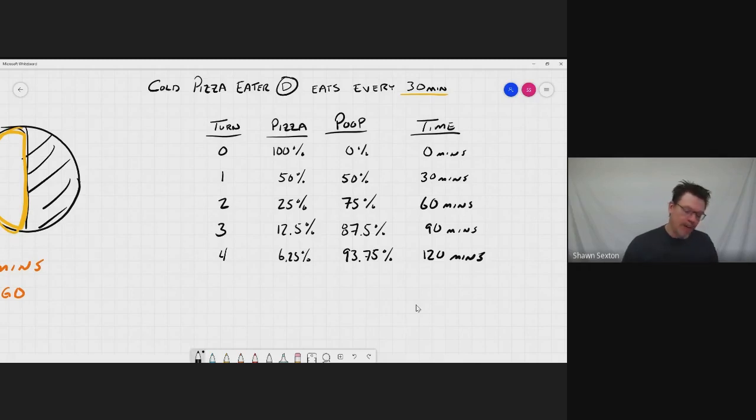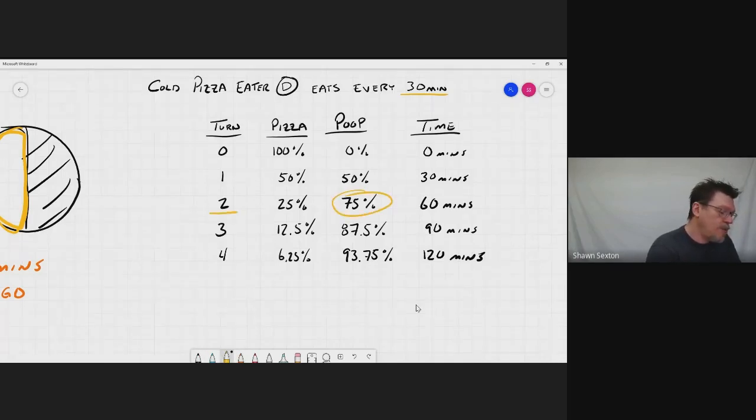So in this particular case, what would happen if we came in and we found that 75% of the pizza had been turned into poop? Now we're not finding the pizza. There's no pizza box. We would have to find the 75% poop. And yes, I know that's gross, but roll with it. There's a reason for all of this. All right. So if we find that there's 75% poop, that means that he was on turn 2, and that took Pizza Eater D 60 minutes because it takes 30 minutes per turn here.